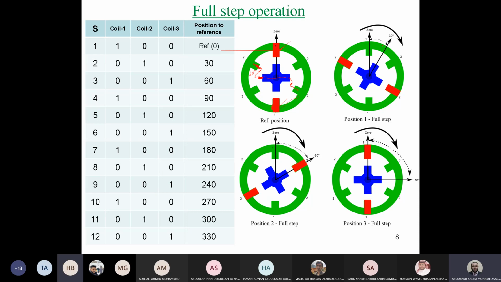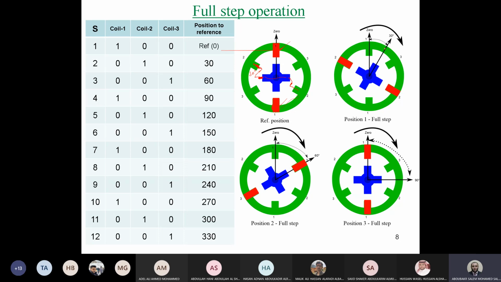First step, is it clear now? Yes. Fine. Now the question: if I would like to move the coil for another 30 degrees, which coil should be energized and which other coils should be de-energized?